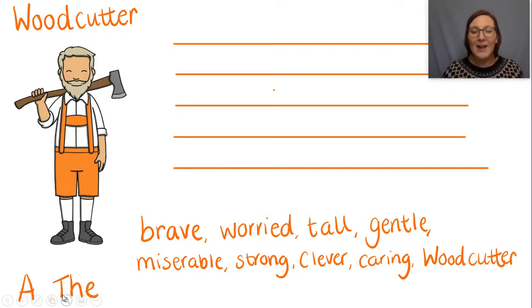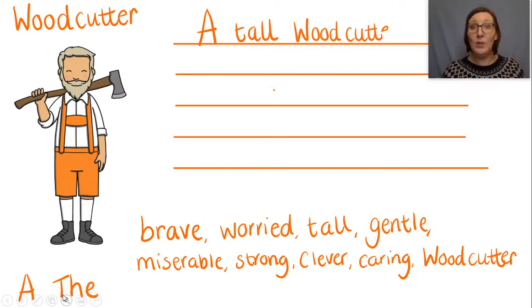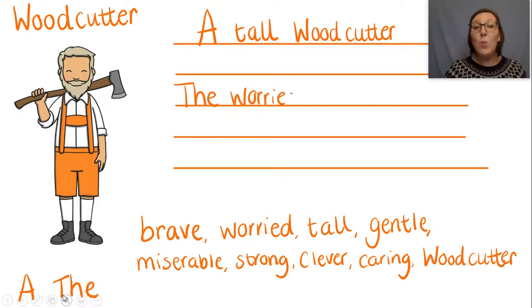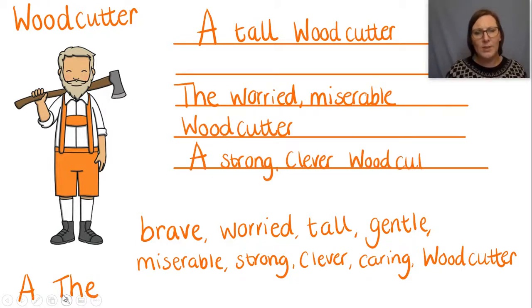Okay, welcome back. Okay, let's see then. Let's see what I wrote here. Firstly, I wrote a tall woodcutter. Then I wrote the worried, miserable woodcutter. And the last one that I wrote was a strong, clever woodcutter. Can you see on these two here, worried, miserable, strong, clever, I used my comma. And that's what I need you to do. Was yours the same? Did you have something different?